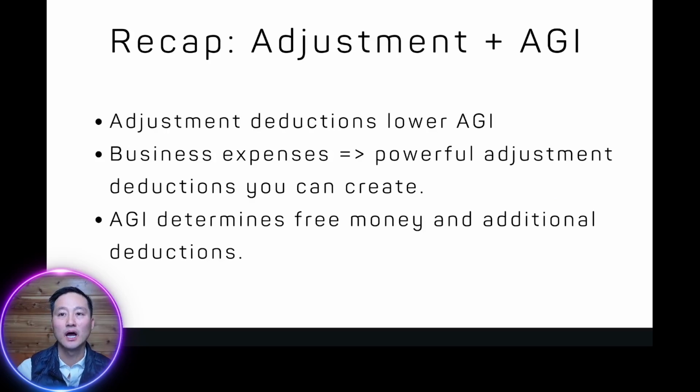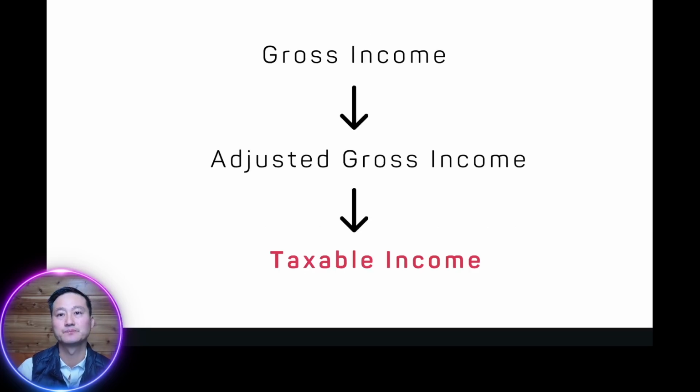So first, adjustment deductions lower your AGI, and business expenses are one of the most powerful adjustment deductions that you can create. Your AGI determines whether you get free money like tax credits and also whether you can qualify for additional above the line deductions like the student loan interest payment deduction.